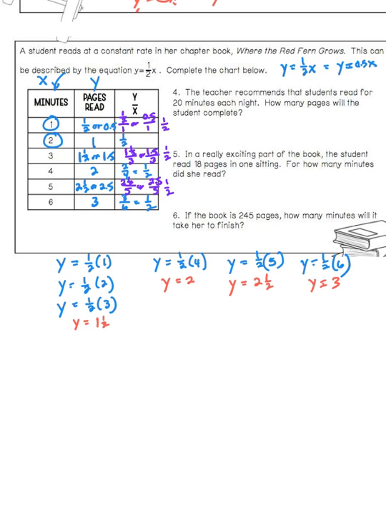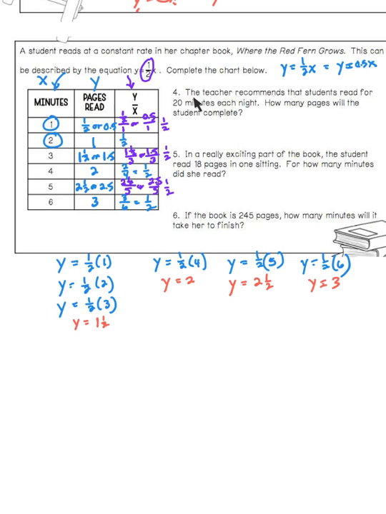And where have we seen that 1/2 before? Well, it's in the equation as the k value, and this is also known as the constant of proportionality, and it's 1/2 throughout the table. So that's one of the ways we can check and make sure we're doing this the right way.